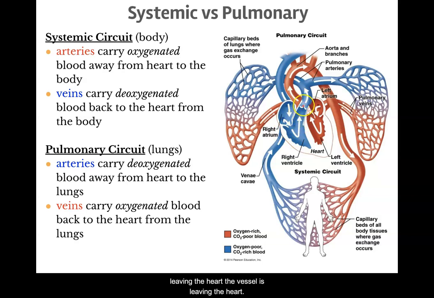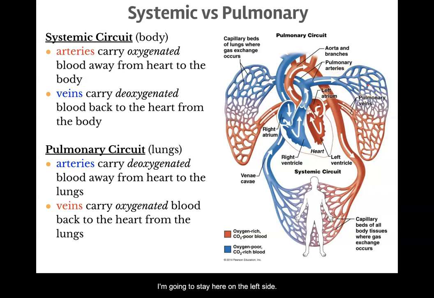This vessel is leaving the heart. Well, anything that leaves the heart, takes blood away from the heart, is an artery. So I didn't teach you guys that arteries are always oxygenated. I taught you that arteries take blood away from the heart. So this is very much an artery. This is not a vein, and it's taking blood away from the heart to the lungs. One on each side, right and left. So these are my arteries.